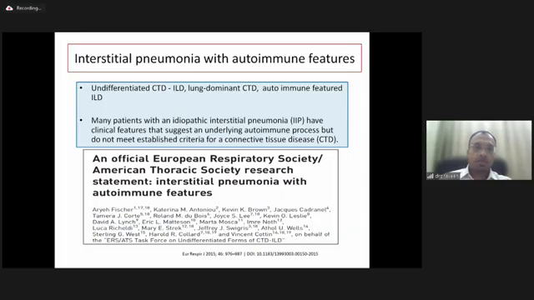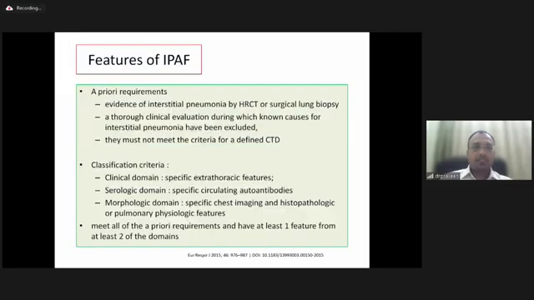Sir has already mentioned interstitial pneumonia with autoimmune features, wherein these patients have an underlying autoimmune process but do not meet established criteria for a CTD ILD. The features are an a priori requirement of an ILD pattern and a thorough clinical evaluation to rule out other known causes of interstitial pneumonias, and it should not meet a defined CTD. Following this, they should be classified according to three domains: clinical, serological, and morphological.